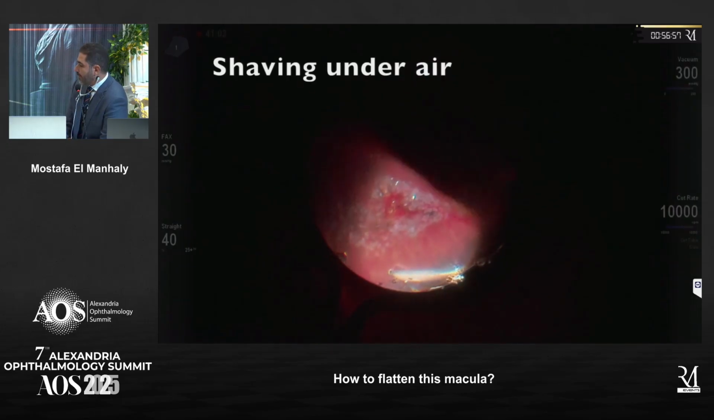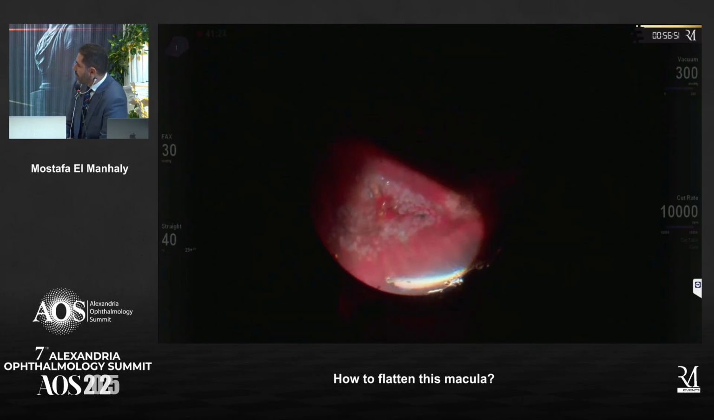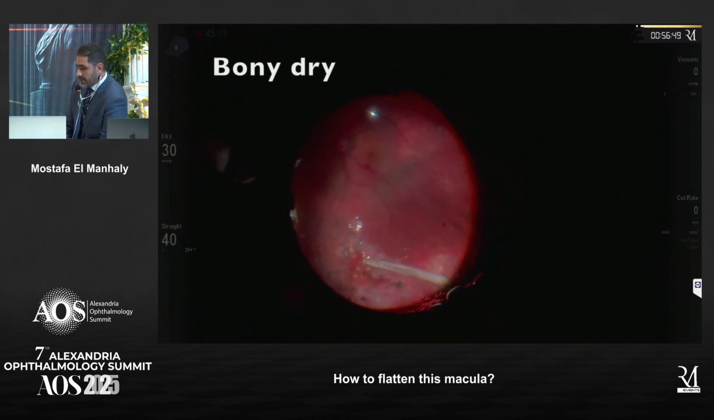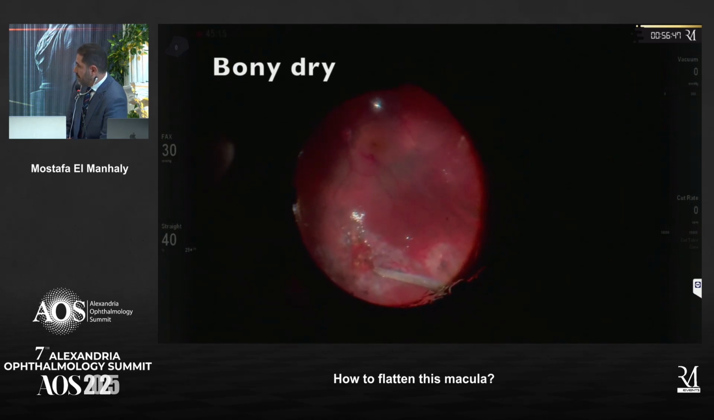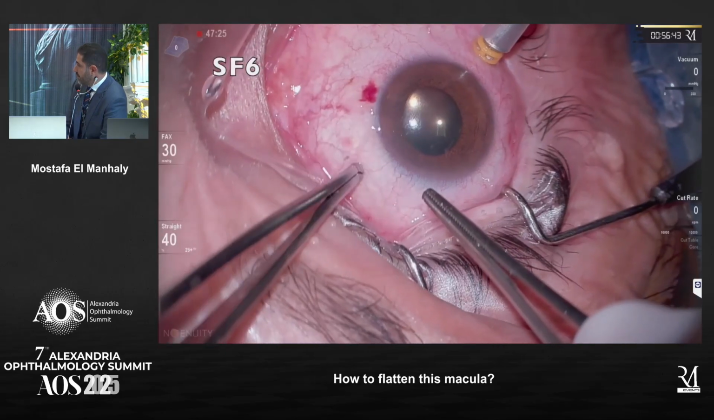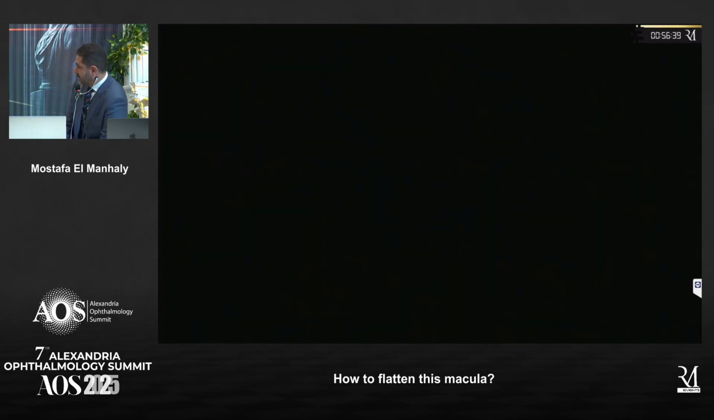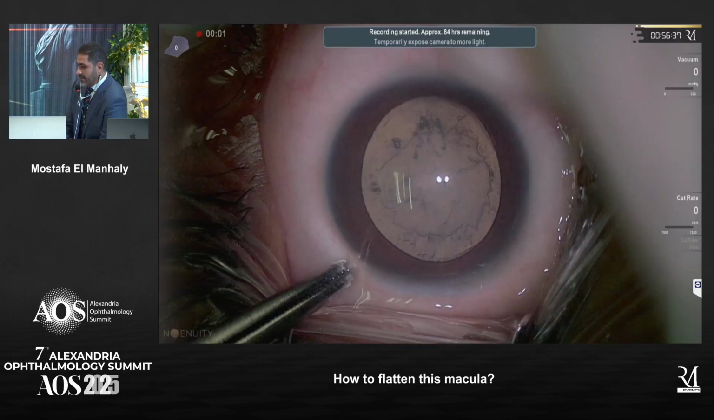And do you tolerate some submacular fluid at the end of the surgery, or do you prefer to leave it like bone dry? No, definitely I tolerate some. And actually, what you think is bone dry is not bone dry. If you perform an intraoperative OCT, you still find subretinal fluid at the macula.